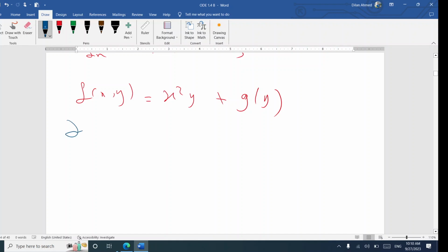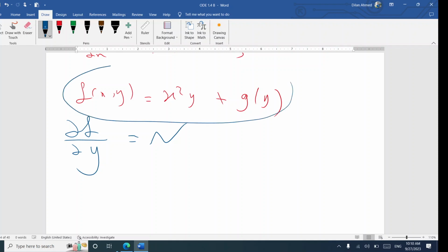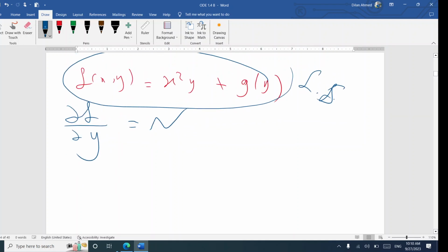So I say partial f by partial y equal to N. This means that, on the left side, I say it's the derivative by y. I'll get x squared plus g prime of y. Am I right?